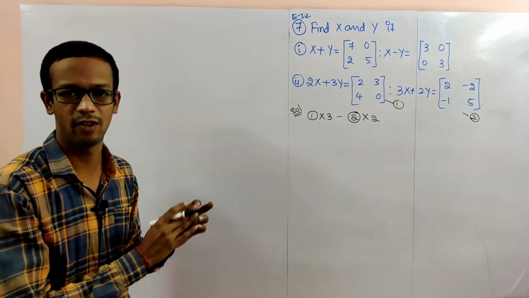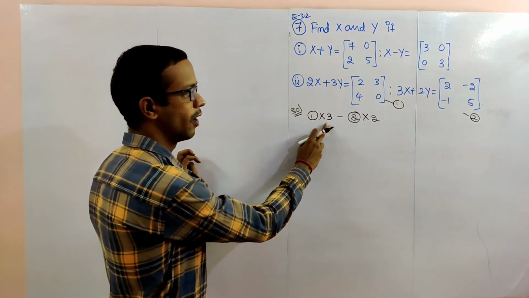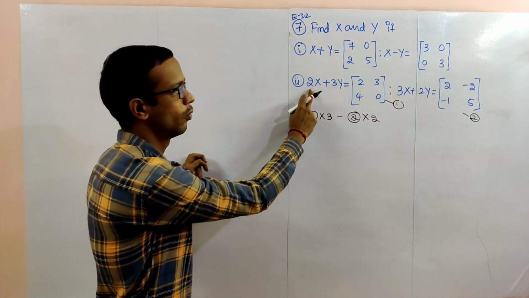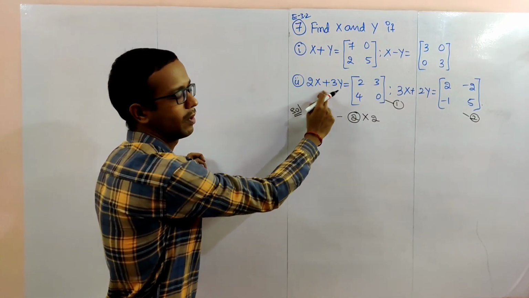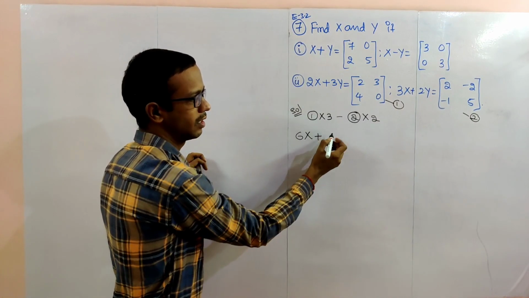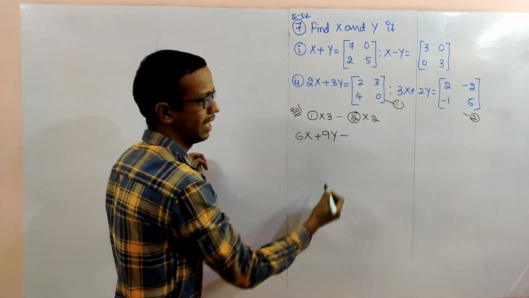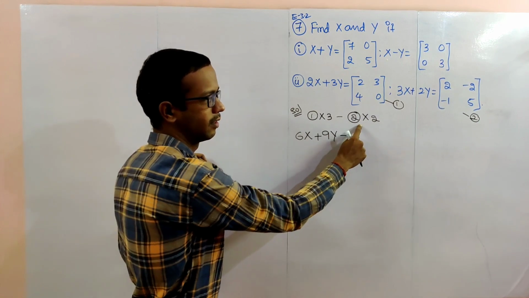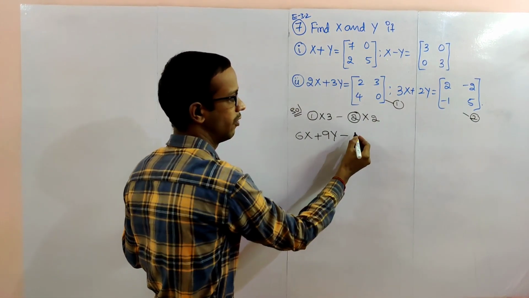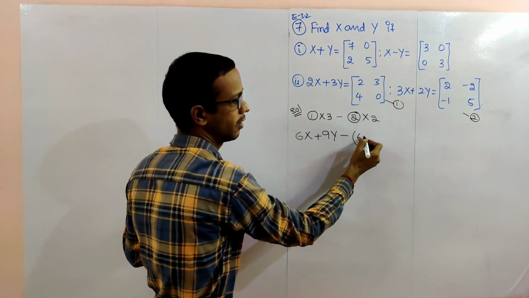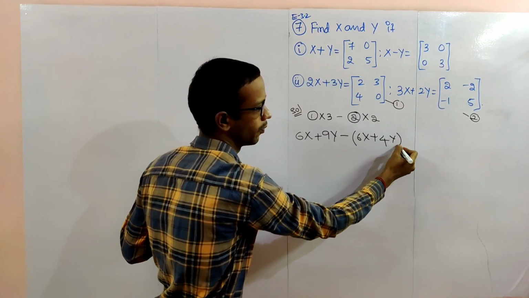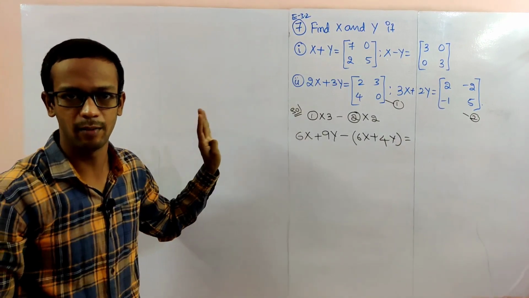So I'll make the left side simplification. Equation 1 into 3. How to do 1 into 3? Multiply this total with 3. 3 2s are 6x plus 3 3s are 9y, minus the second equation multiplied with 2. 2 3s are 6x plus 2 2s are 4y. This is only the left side simplification.